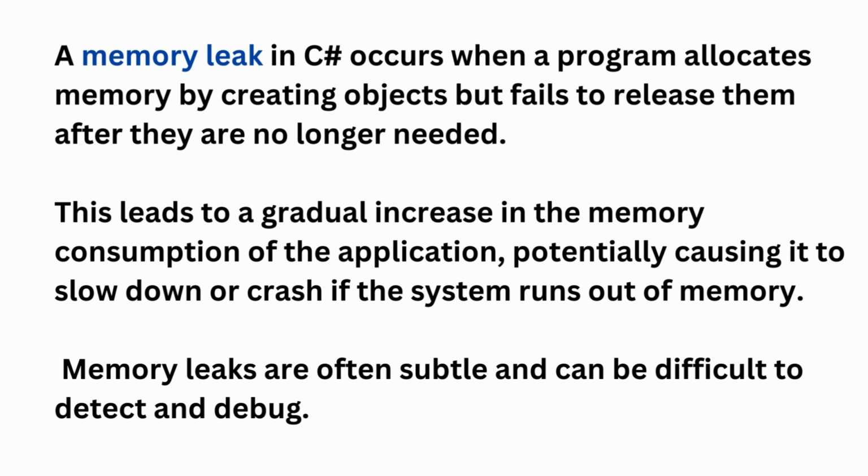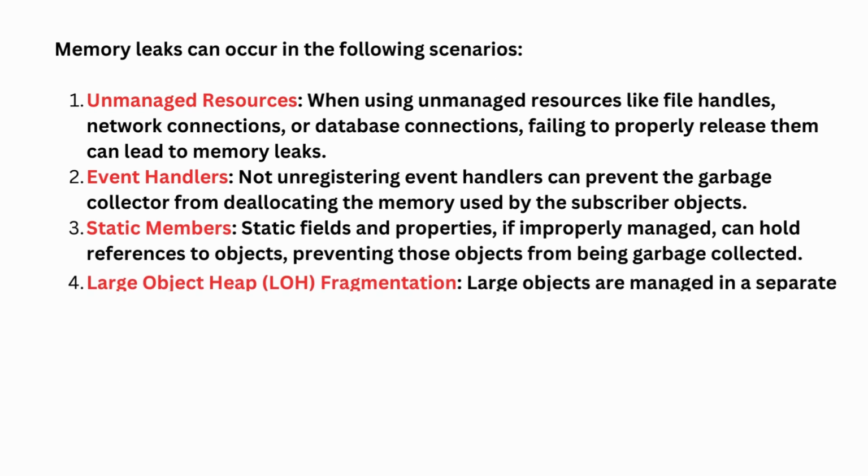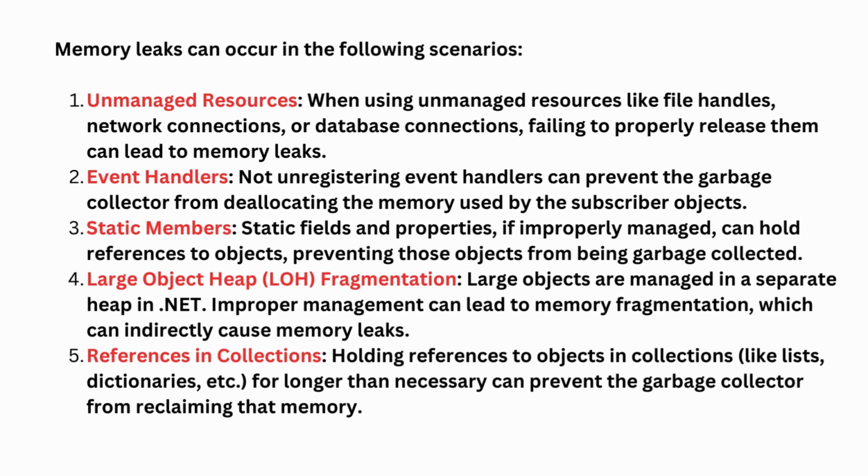Before we get to the code examples, let's quickly discuss the most common causes of memory leaks in C#. These are unmanaged resources, event handlers, static members, large object heap fragmentation, and references in collections. When using unmanaged resources, you need to make sure that you properly release them, otherwise this can lead to memory leaks. In the case of event handlers, if you don't unregister them, this can prevent the garbage collector from deallocating their memory. Static members also need to be managed properly, otherwise they can hold references to objects, and this prevents these objects from being released by the garbage collector.